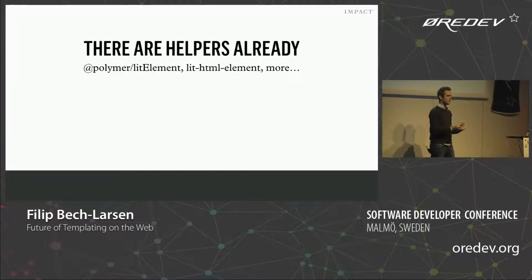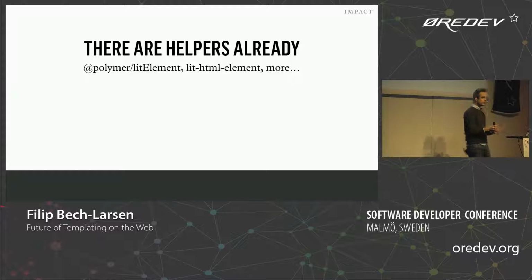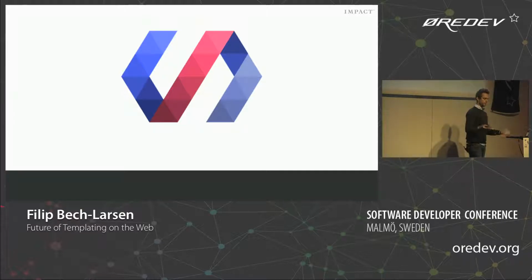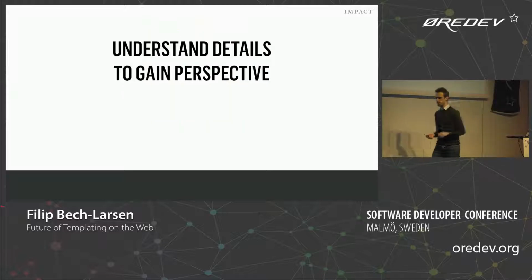We can do stuff like this already, and it's really, really easy. It's really, really efficient to do, and it's really, really fast. And this is actually what powers the next generation of Polymer, which is Polymer 3. And yeah, I'm not going to talk too much about that.